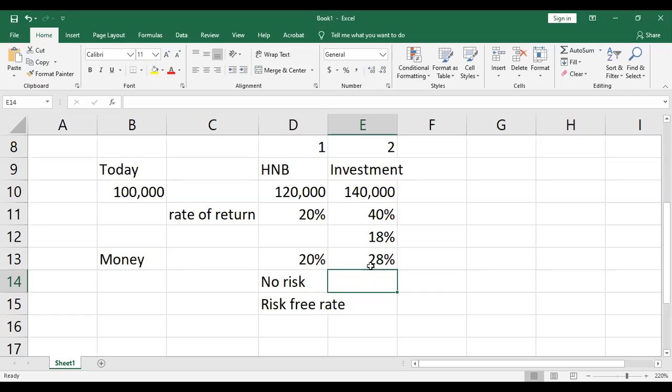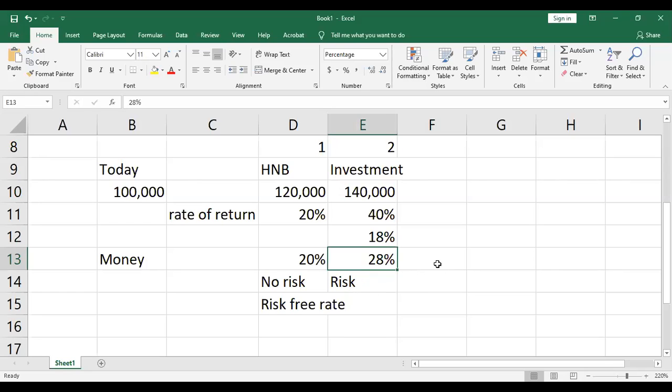Rather than putting money in HNB, you put the money in investments, a business opportunity. Then you are expecting 28%. It has some risk. So HNB is no risk, investment is relatively high risk. Due to the risk, you are expecting a higher return. So they promise to give 28%, higher than the risk-free rate. Then you say, yes, I will invest in the investment opportunity.